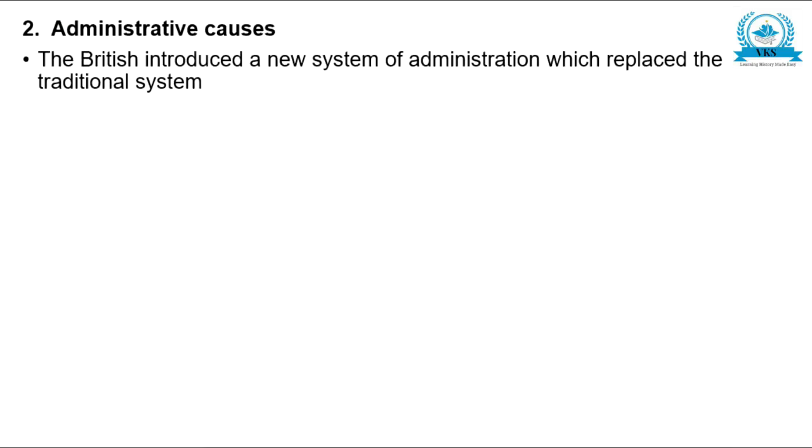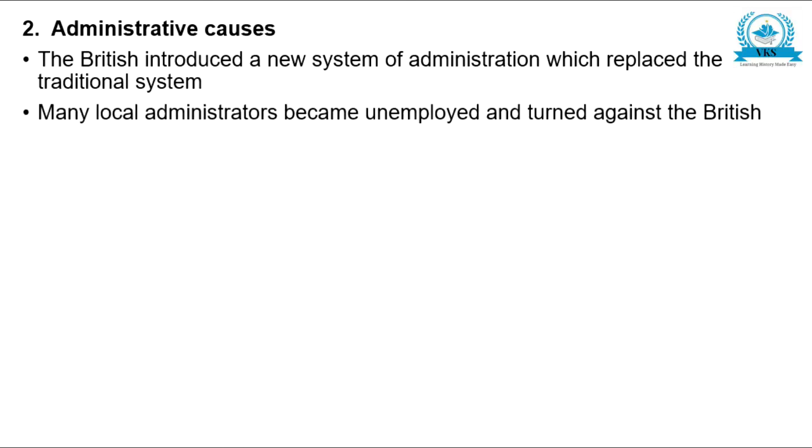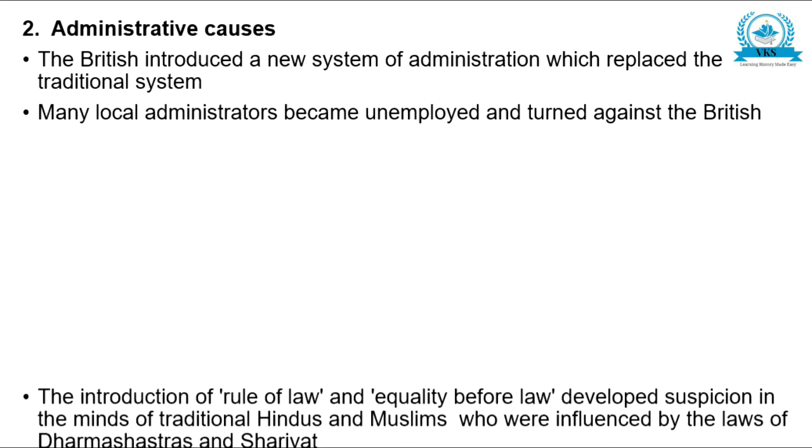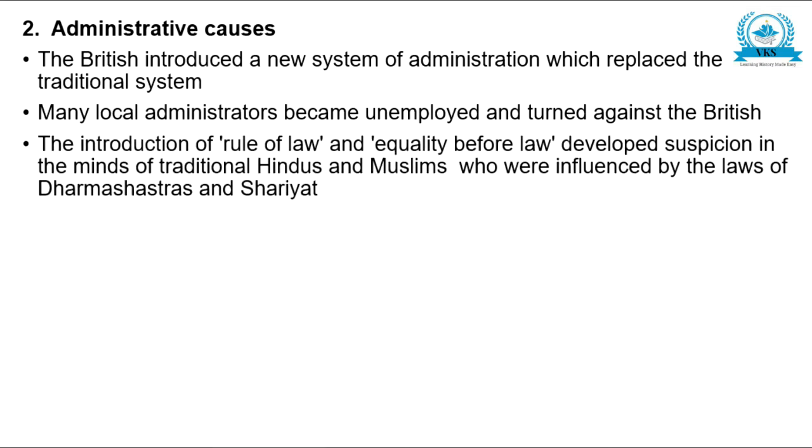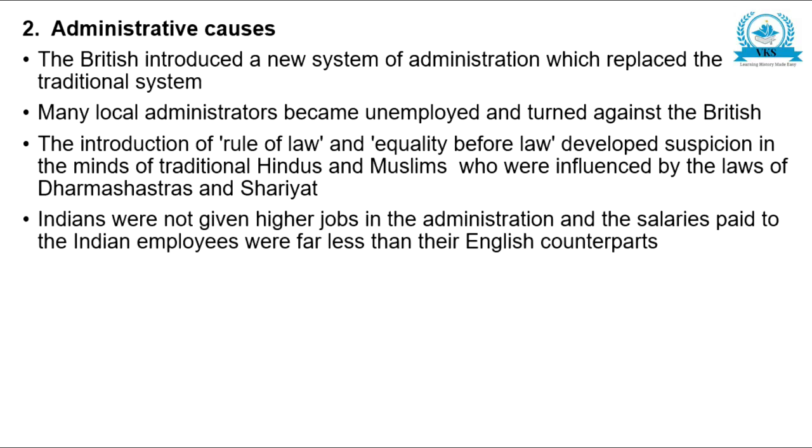Administrative causes. The British introduced a new system of administration which replaced the traditional system. Many local administrators became unemployed and turned against the British. The introduction of rule of law and equality before law developed suspicion in the minds of traditional Hindus and Muslims, who were influenced by the laws of Dharmashastras and Shariyat. Indians were not given higher jobs in the administration, and the salaries paid to Indian employees were far less than their English counterparts.